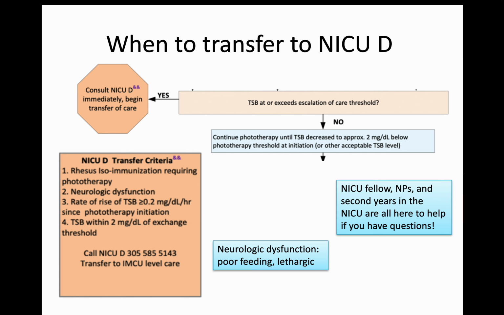transfer to NICU-D. If they have any kind of neurological dysfunction, so that means if they're poor feeding, or if they're more tired than usual, more lethargic, that's how babies demonstrate neurological dysfunction. Or as we mentioned in the previous slide, if the rate of rise of the TSB is greater than or equal to 0.2 mg per deciliter per hour since phototherapy initiation, or if the TSB is within 2 milligrams of exchange transfusion. So thinking back to when we were on the Bili Tool slide, that's what that red line is. It's also in the chart, whichever way it makes more sense in your brain.